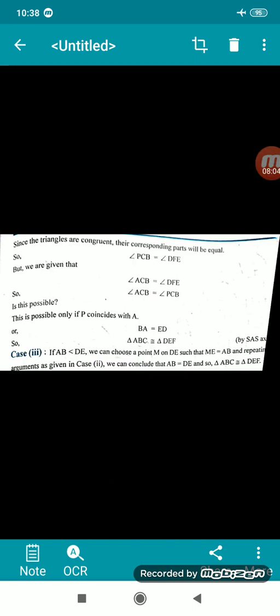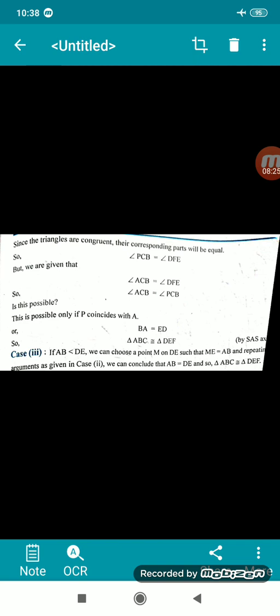Since the triangles are congruent, their corresponding parts are also equal. So angle PCB is equal to angle DFE. But we are given that angle ACB is equal to angle DFE. So angle ACB is equal to angle PCB. So both the triangles are congruent by SAS axiom.